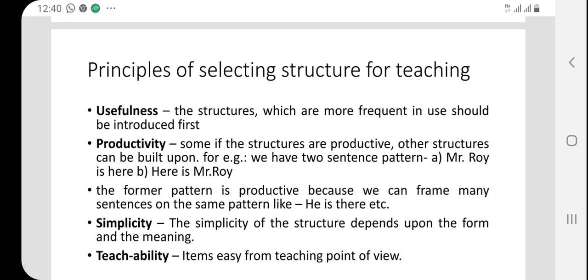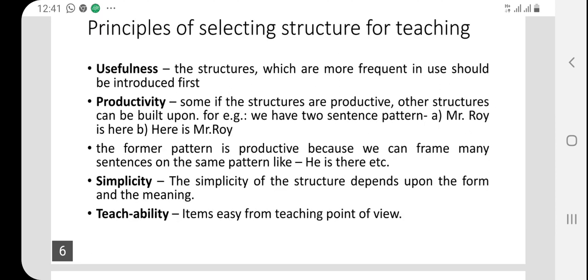Then we have productivity. Productivity means that one sentence can be rearranged into many forms. As I told you, Ahmed is here and here is Ahmed. The words are changed, the grammatical category is correct, and the meaning is also the same, but these are two different structures. This is called productivity. Productivity means to produce more than one sentence from the same structure.